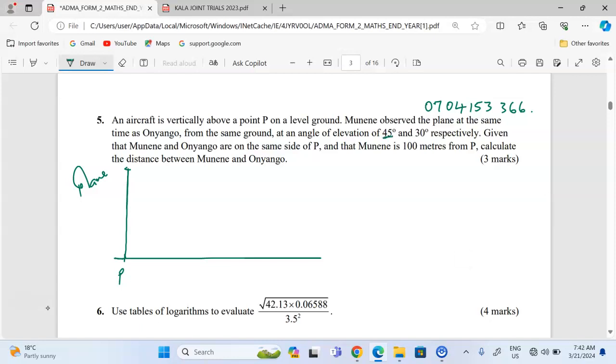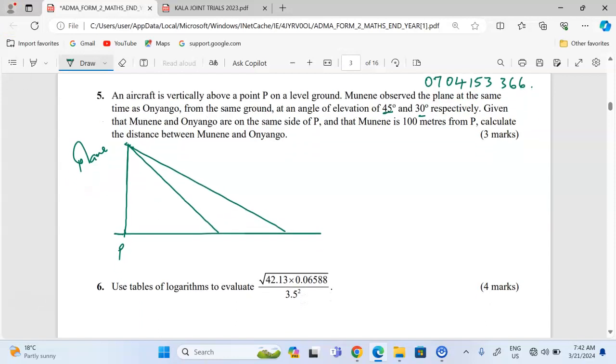The angle of 45 means that it is Monene who is closer to point P than Onyango. Therefore, if we say an angle of 45, then we will talk about an angle of 30 for the person who is a bit far. Therefore, this will be the position of Onyango, 30 degrees, and 45 for Monene. So they are both able to observe the plane through those angles.